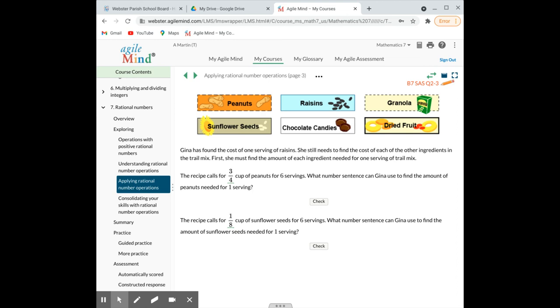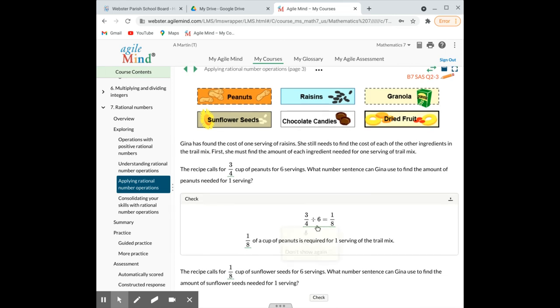Could we say 3/4 times 1/6? Yes. All right, let's check what they had. This is exactly what Isamian said. He said 3/4 divided by 6. And if we do that, what do we get? 1/8. 1/8, yes. 1/8 of a cup of peanuts is required for 1 serving of the trail mix.